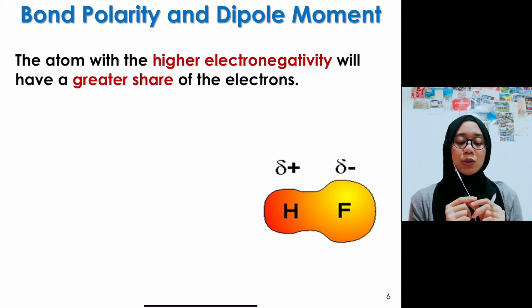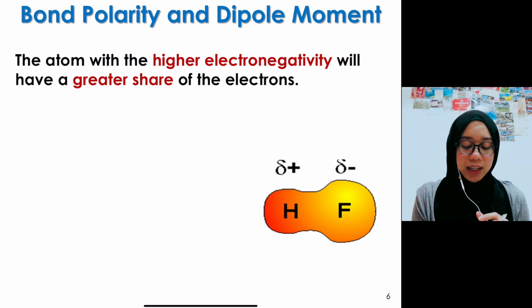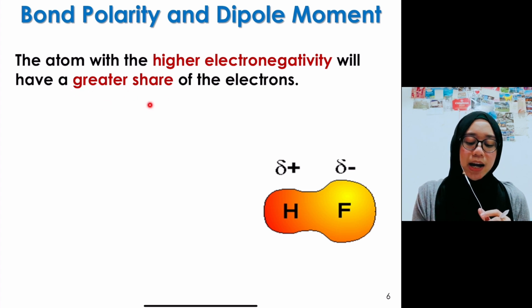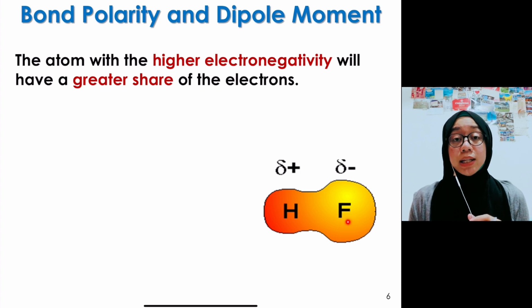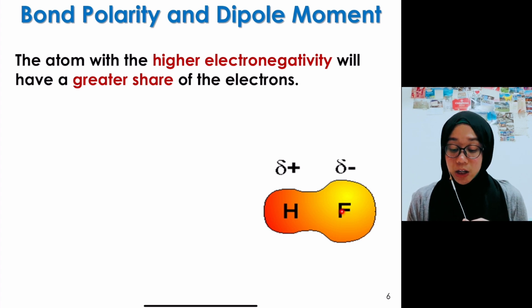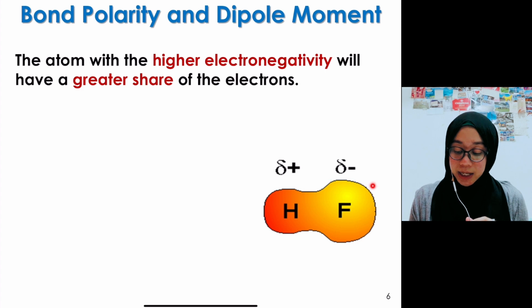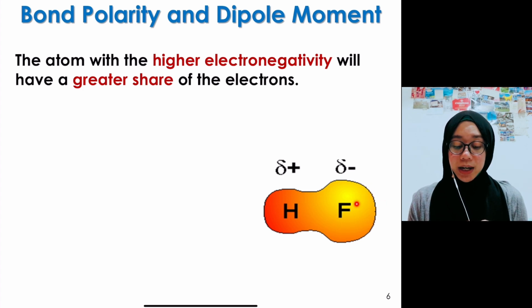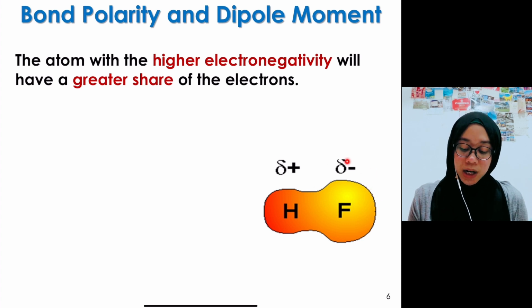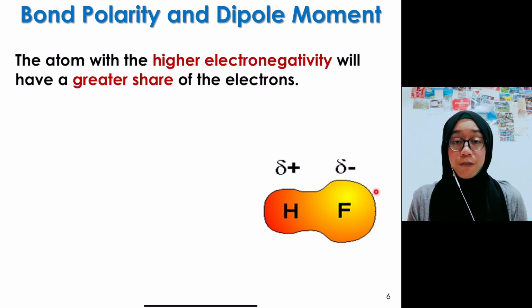So the atoms with higher electronegativity will have a greater share of the electrons. Okay, so kalau kita tengok kat sini, we know that fluorine is the most electronegative atom kan. So that is why kamu nampak side dia ni lagi besar. Apa sebenarnya region yang besar ni? Sebenarnya region tu menunjukkan elektron. Jadi since fluorine has a higher electronegativity, therefore electrons lagi suka berada dekat keliling kita punya fluorine.